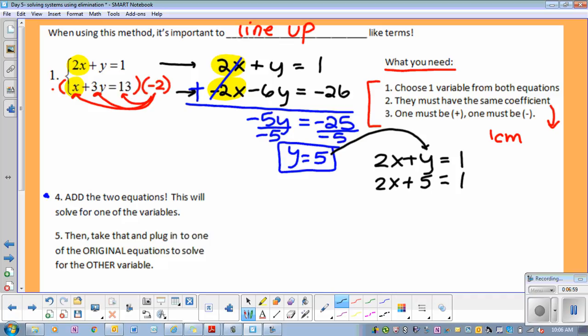Right? So then now, subtract the 5. So then I have 2x equals negative 4. Now what? Yeah, divide by 2. So then x equals what? Negative 2. Good.